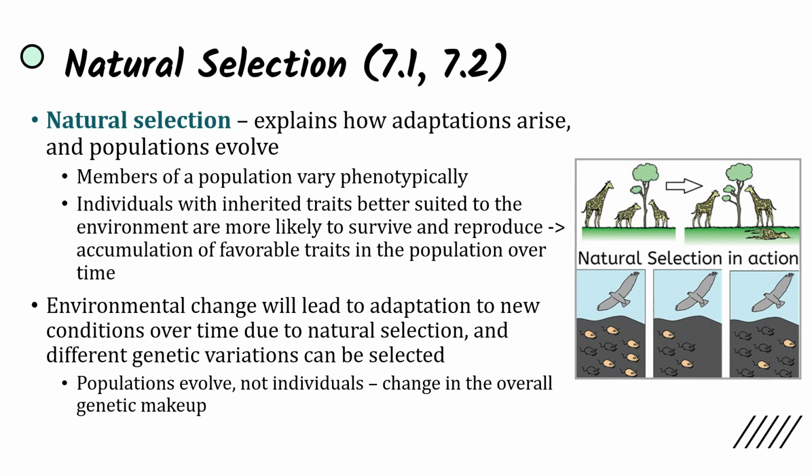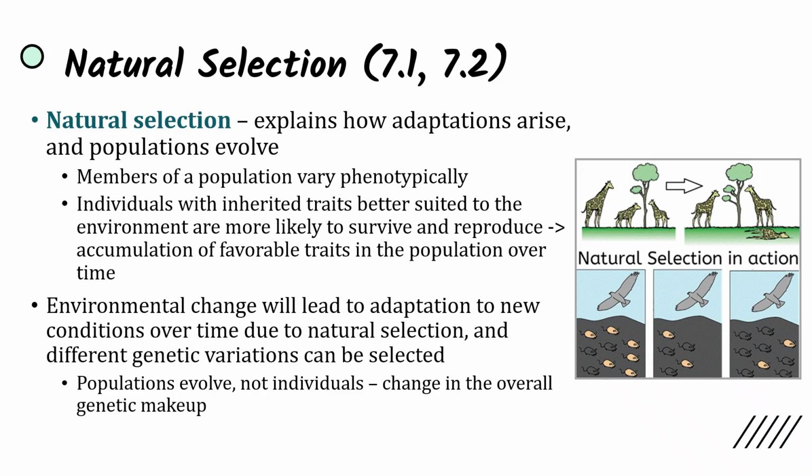Because if the organism has a trait that allows it to better survive and reproduce, then that is the organism that is going to survive and reproduce within the environment. And then over time, if the environment isn't changing, then those organisms with the traits that allow them to better survive and reproduce are going to make up the population. And environmental change will lead to adaptation to new conditions over time.